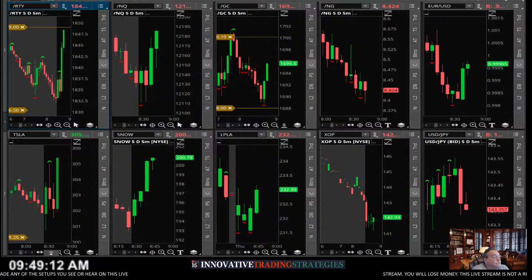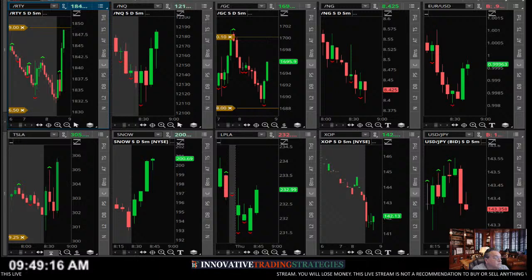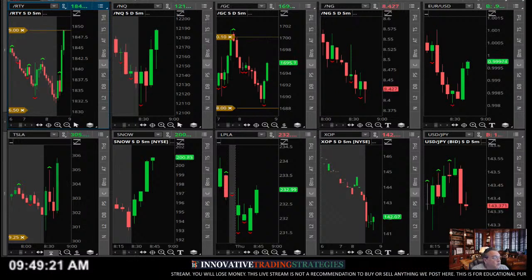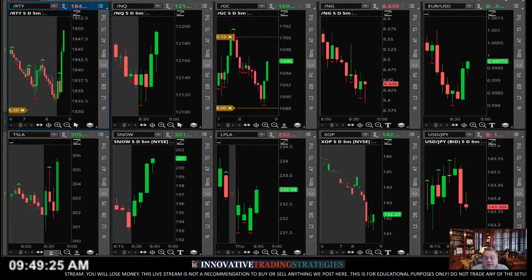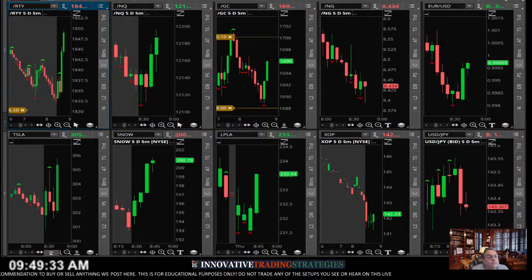Profit target hit. That was on Tesla. Tesla hit its profit target. Reverse buy. Okay, there's a reverse buy on RTY. I do like that. That's going to be an HF1 buy. That is going to be on the small cap.